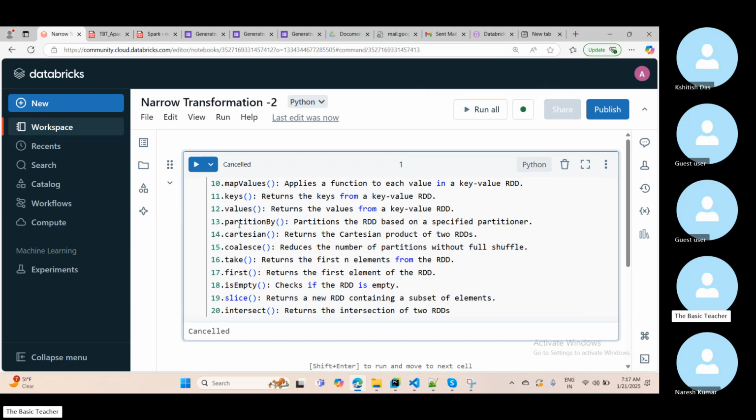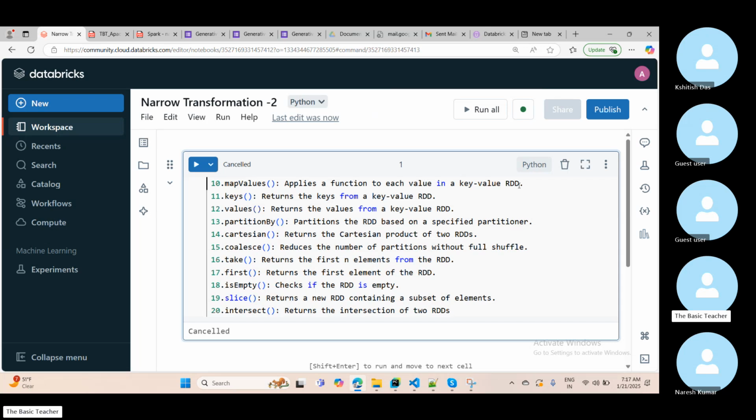If you look at map values, there are some transformations which are dedicated to RDDs only, and not for data frames. Of course, you can use them with data frames and data sets both, but with some alternatives, and not in their original form. You already understand how the low-level and high-level APIs have been designed internally. So map values applies a function to each value in a key value RDD.